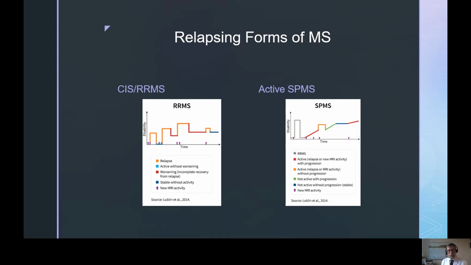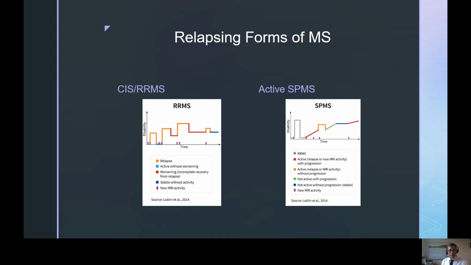Again, the relapsing-remitting form of the disease is the most common. Roughly 85% of patients present with this stage of the disease. The goal of treatment is to prevent progression and the transition to what we call secondary progressive disease, where the disease slowly worsens over time, which is outlined in the diagram on the right.